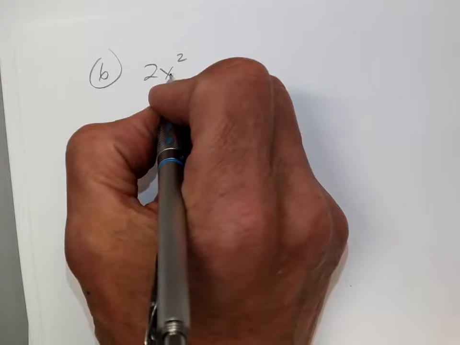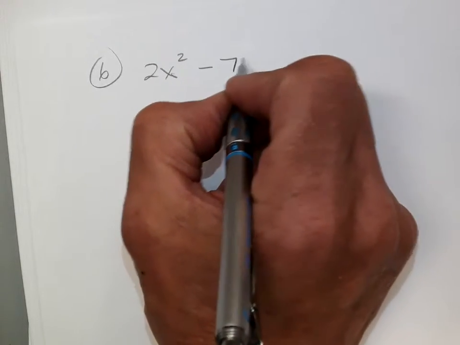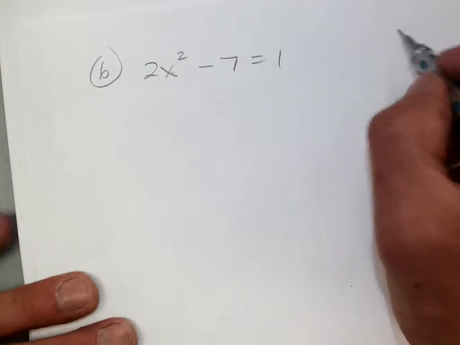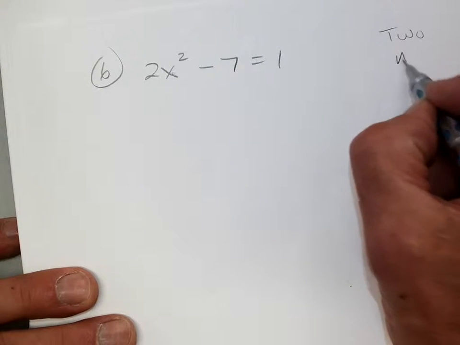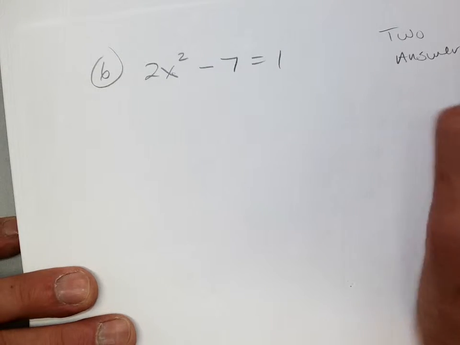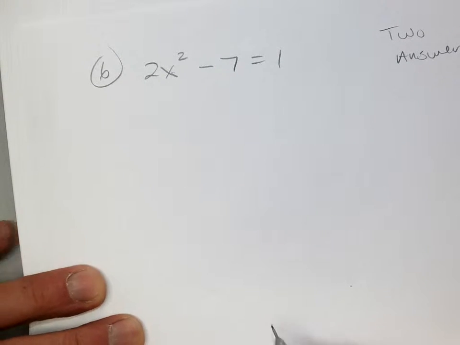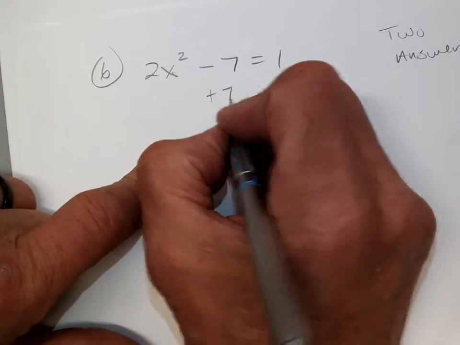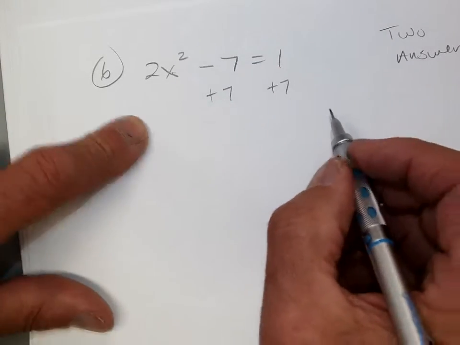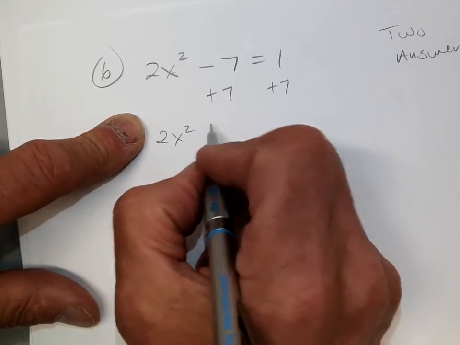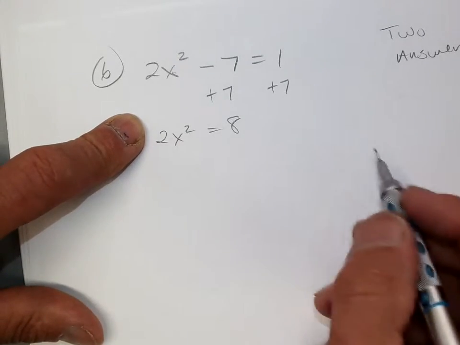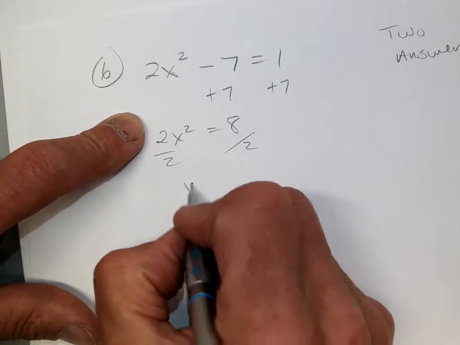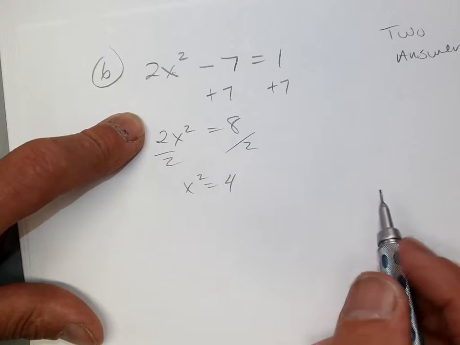So, 2x squared minus 7 equals 1. How many answers? 2. Make sure. You know 2 answers, right? Okay, let's solve it. Plus 7, does that make sense? Plus 7, right? 2x squared equals 8, right? Divide by 2. X squared equals 4, right?